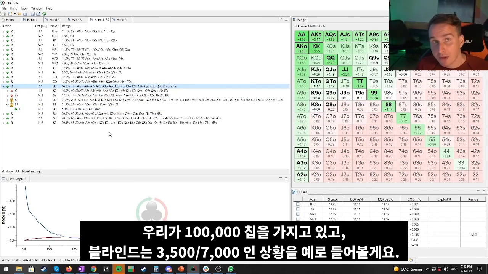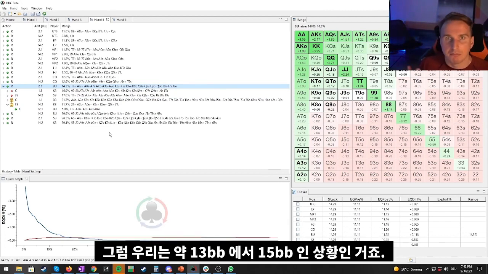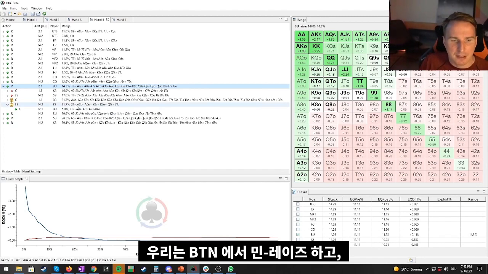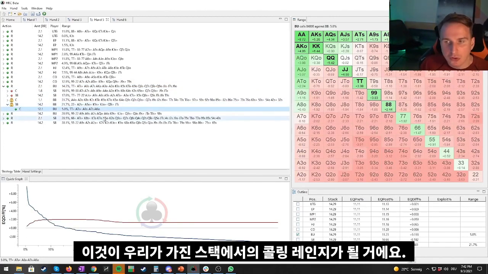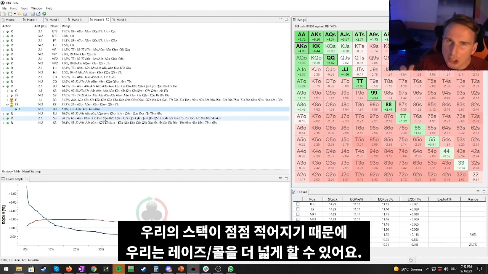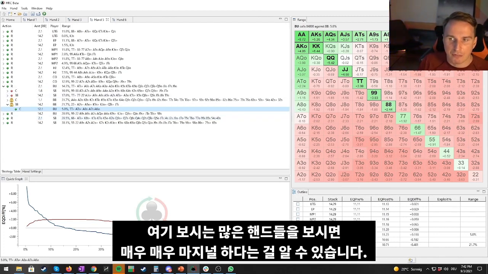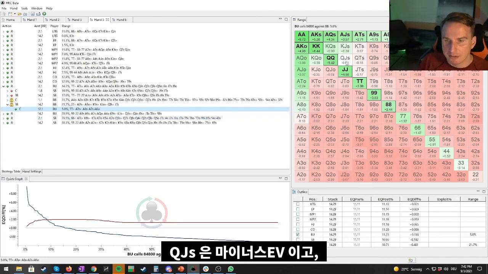When we look at, for example, the situation, we have 100,000 chips, blinds are 3,500 and 7,000. So we have the scenario of around 13, 14, 15 big blinds. We min-raise the button, the big blind goes all-in, and this would be our calling range with that very stack size. Of course, since we're getting shorter and shorter, we can start calling wider. But a lot of these hands here, you see they're very, very marginal. Queen-Jack suited is minus EV, Ace-8 offsuit very marginal, pocket 5s even very marginal, pocket 4s very marginal.